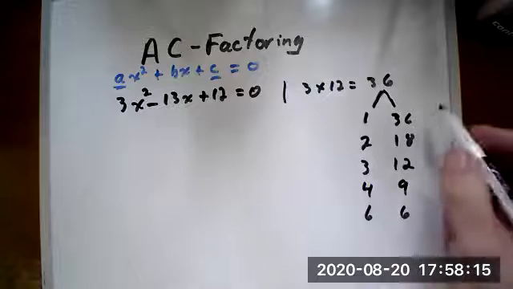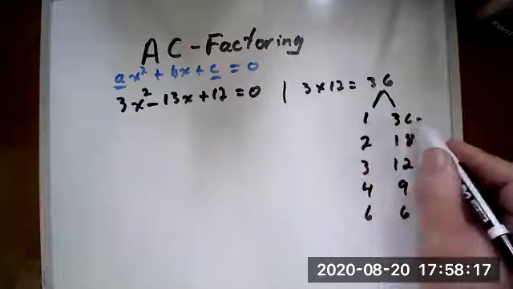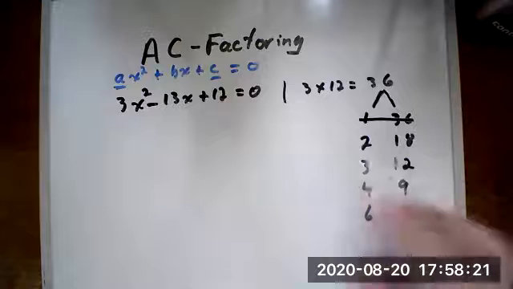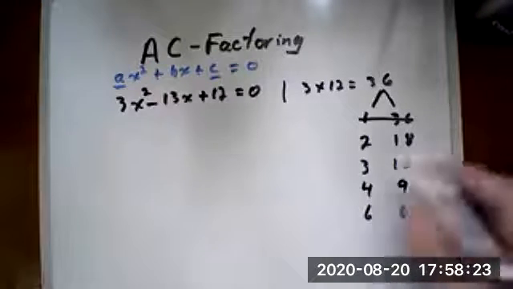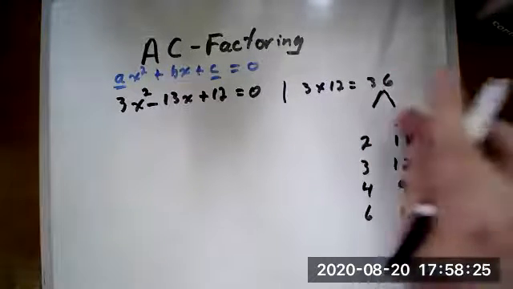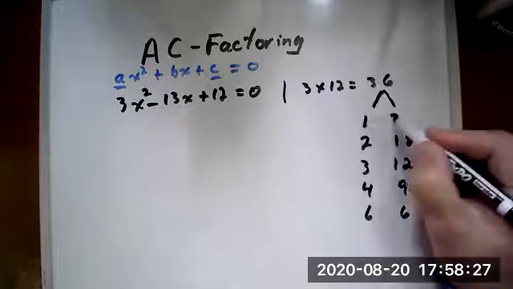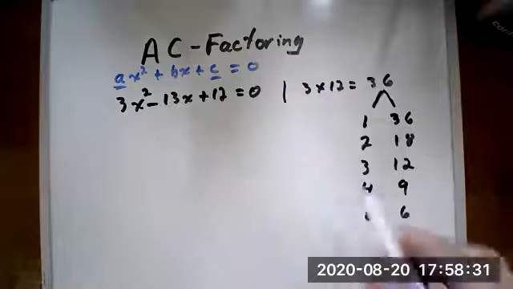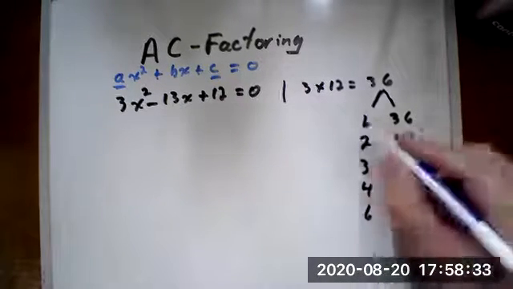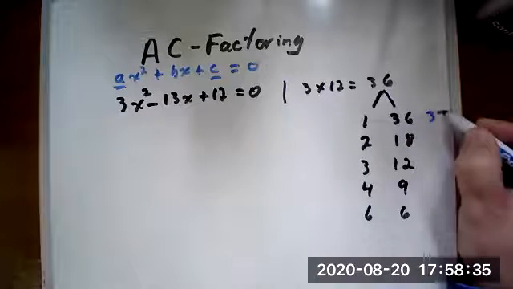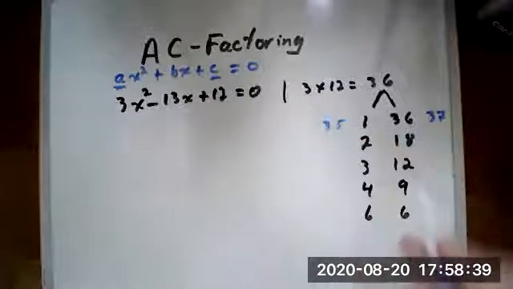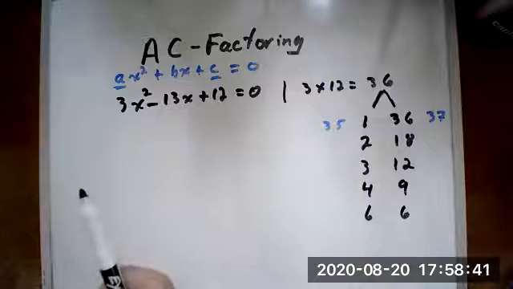Well, 1 and 36 get me to either 35 or 37, so that's no good. 2 and 18 gets me to either, I'm sorry, I do this in my head, but not everybody can necessarily see this in their head. So I'm going to do this in some different colors here. 1 and 36, I can either get to 37 or I can get to 35. And I don't want either of those numbers.